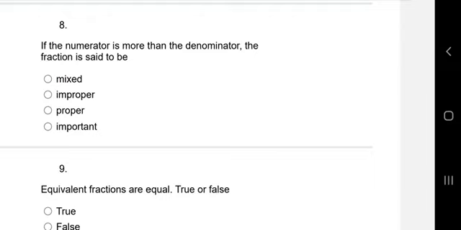Now question 8. If the numerator is more than the denominator, the fraction is said to be what? So the numerator is more than the denominator. This will have like 5 over 2. You can see that the numerator is more. So what type of fraction is this? That is an improper fraction, because the numerator is more than the denominator.